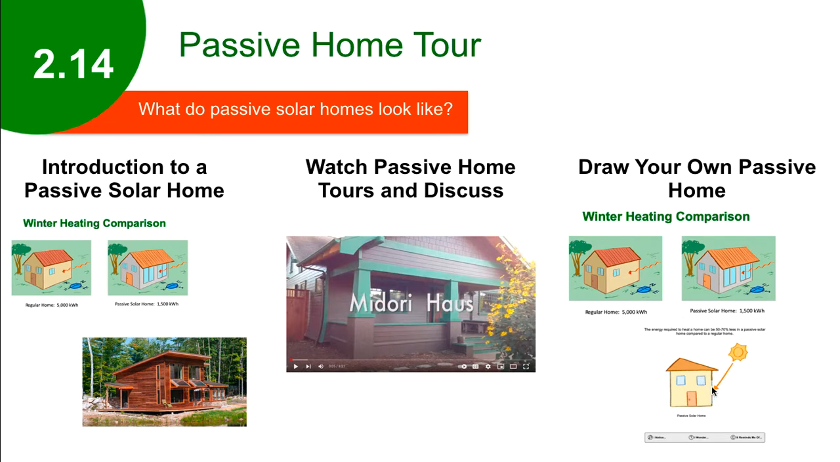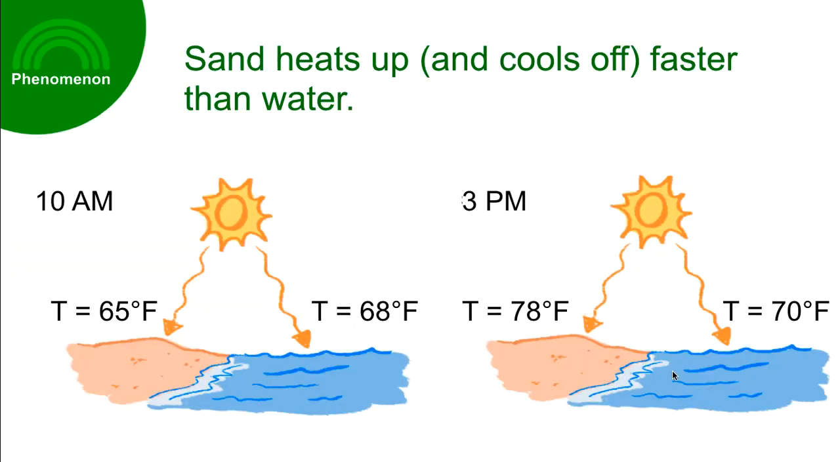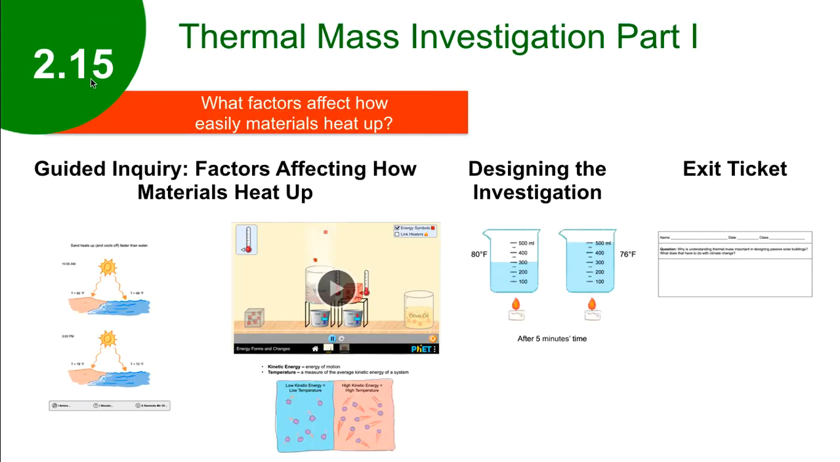And I think we can now explain a little bit more about how passive solar homes use less energy. While using the sun to stay warm on a winter day is easy to grasp, passive solar homes also rely on something called thermal mass that's a little bit more complicated. We'll use this phenomenon in the next sequence of lessons to discover that concept, that sand heats up and cools off faster than water. In 2.15, we introduce the hot and cold sand phenomenon.